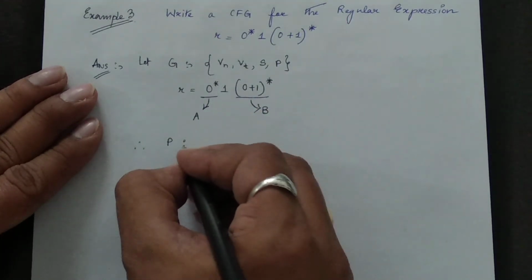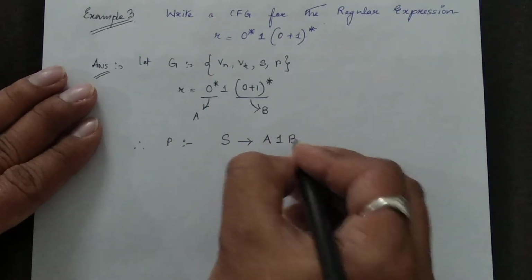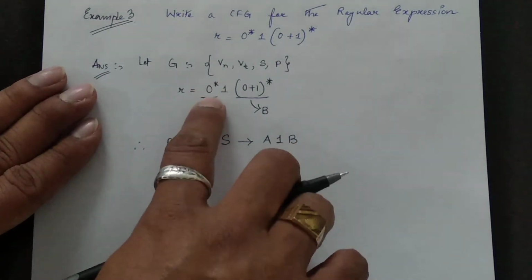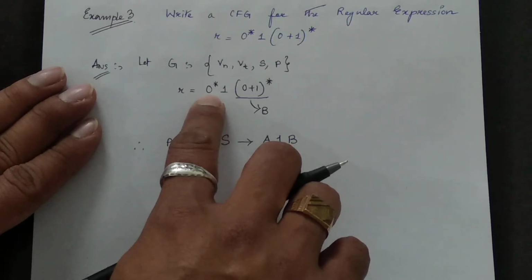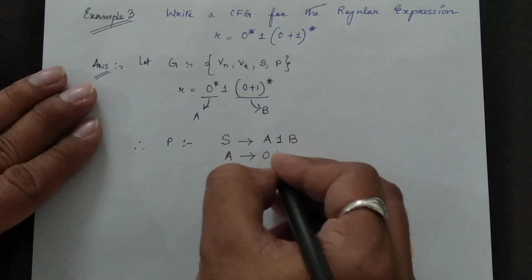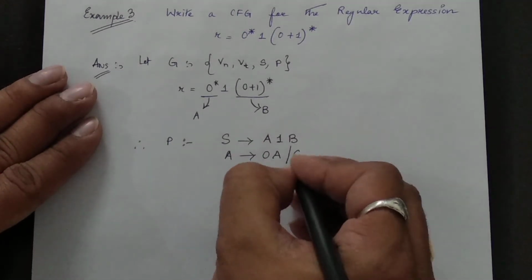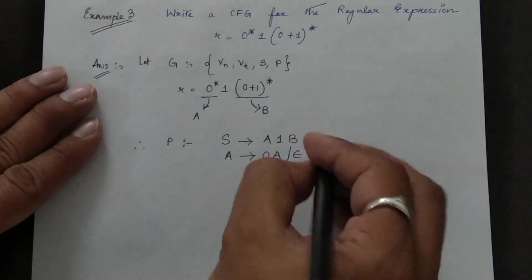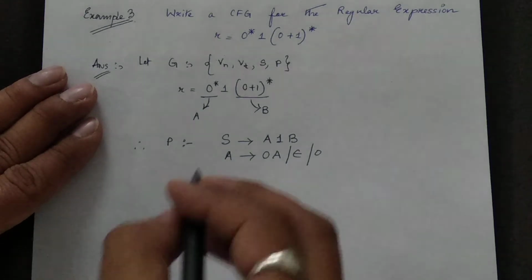Therefore, the first production will be capital letter S, that is the start symbol, goes to A 1 B. Clear? For this particular scenario. Now what does A signify? A will be only concentrating on the 0, which is repeating again and again. So A will be 0A, which I have already told you. If star is equal to 0, you will be getting only 0. So for that I will take epsilon, or else you can take it as 0. Clear?